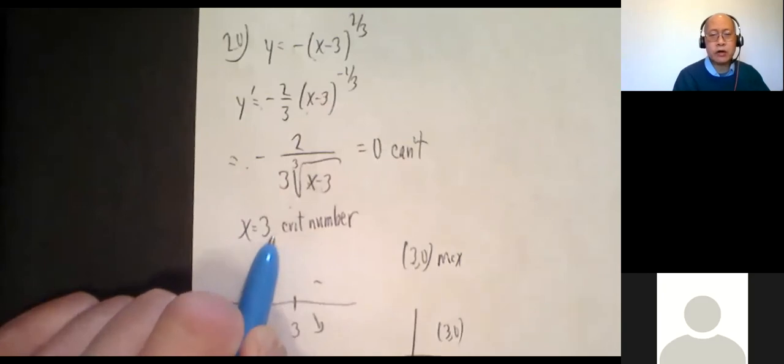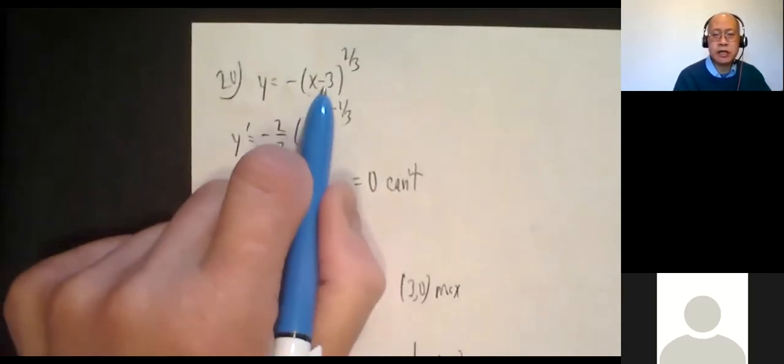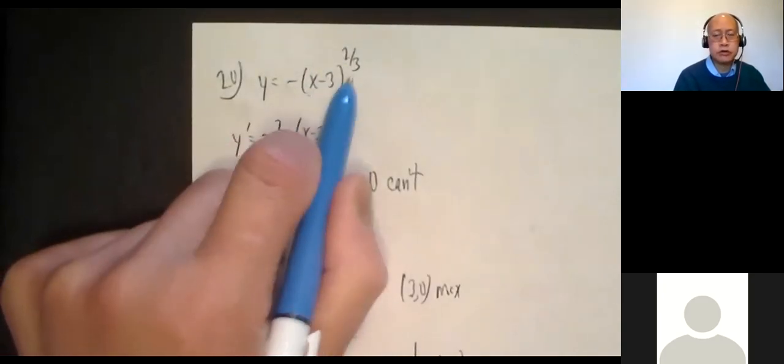Okay, and by the way, what's the y coordinate? Plug in 3. 3 minus 3 is 0. 0 to 2/3 is 0, and -0 is still 0. So I have 3, 0.